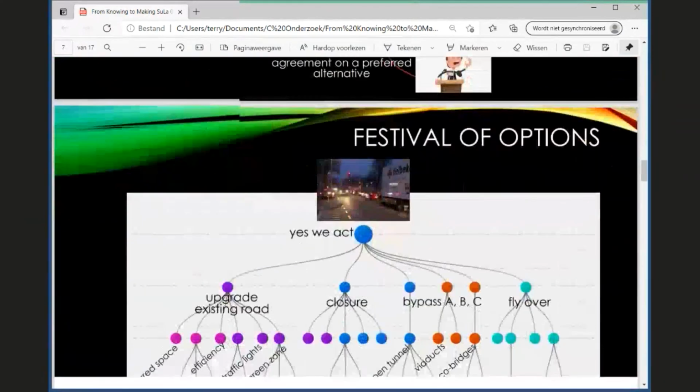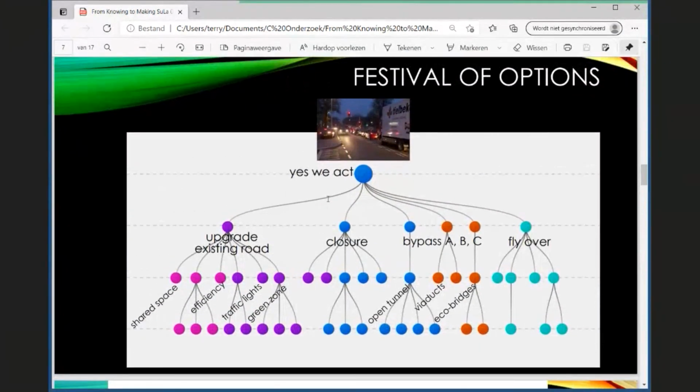And how it works in practice is that, let's say you have a traffic problem in a village. Then there's a whole tree of things that could be possible. First of all, you choose whether to act or not. But let's say we all feel something needs to be done. Then there's a rough division in closing down this entire road, upgrading the existing road, making a bypass around the village, or maybe building a flyover, taking the road across the village.